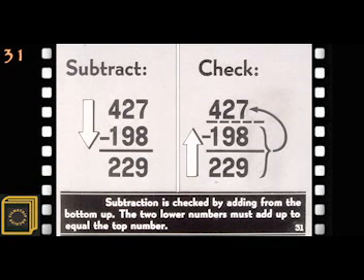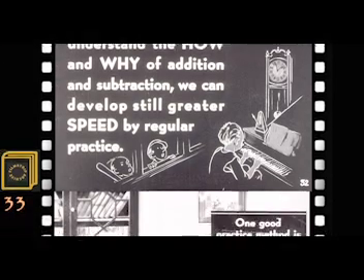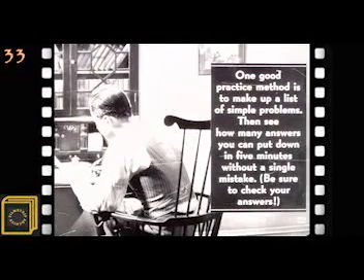Subtraction is checked by adding from the bottom up. The two lower numbers must add up to equal the top number. When we thoroughly understand the how and why of addition and subtraction, we can develop still greater speed by regular practice. One good practice method is to make up a list of simple problems, then see how many answers you can put down in 5 minutes without a single mistake. Be sure to check your answers.